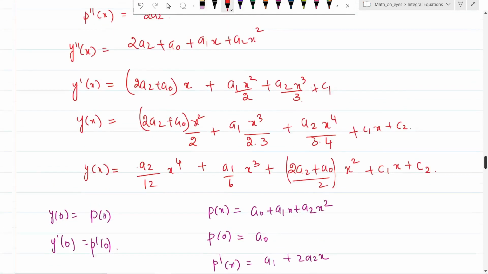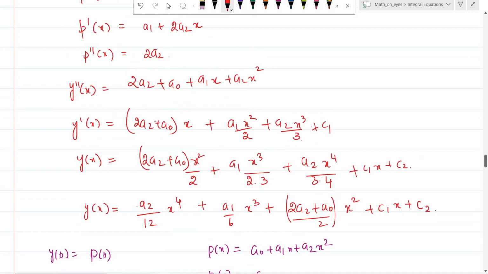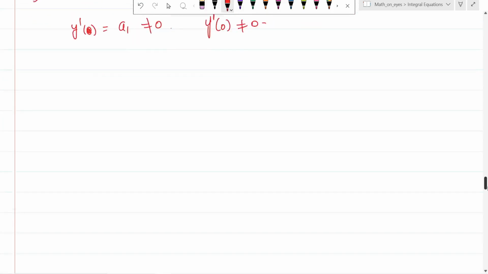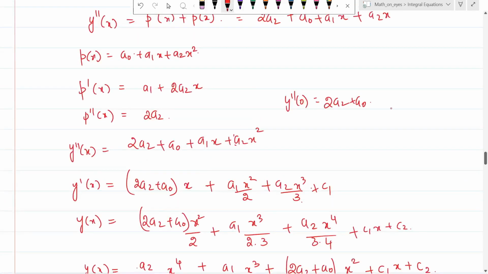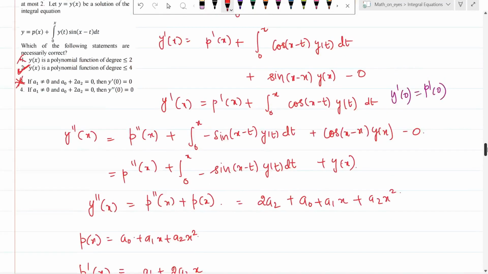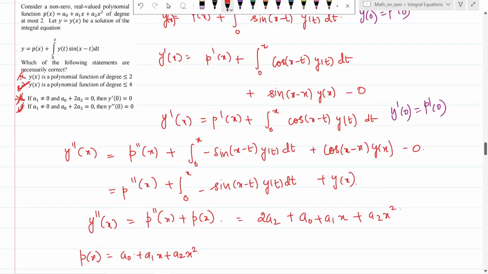Now we shall verify whether y double dash of 0 is equal to 0 or not. What is y double dash of x? Y double dash of x is equal to 2a2 plus a0, plus a1x plus a2x squared terms. When I apply 0, the terms with x vanish, and only the leftover term will be 2a2 plus a0. As we know that a0 plus 2a2 is equal to 0, this is obviously 0. So the fourth option is true. So the only correct options are the second and the fourth one. Thank you.